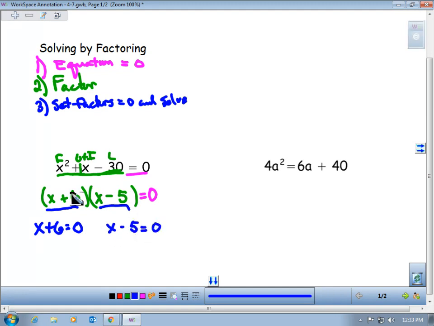Now you might ask, why do you set these equal to 0? Well, because look, I've got two things, x plus 6 and x minus 5. When I multiply them, I have to get a 0. So the truth is, mathematically, one of these has to be 0, if not both of them. 7 times 0, 0 times 4, 0 times 0. Those are the combinations that would give me a 0. Now, they don't have to be those specific numbers, but both of those factors, when I multiply them, they have to be 0. So one of them's got to be 0, if not both of them.